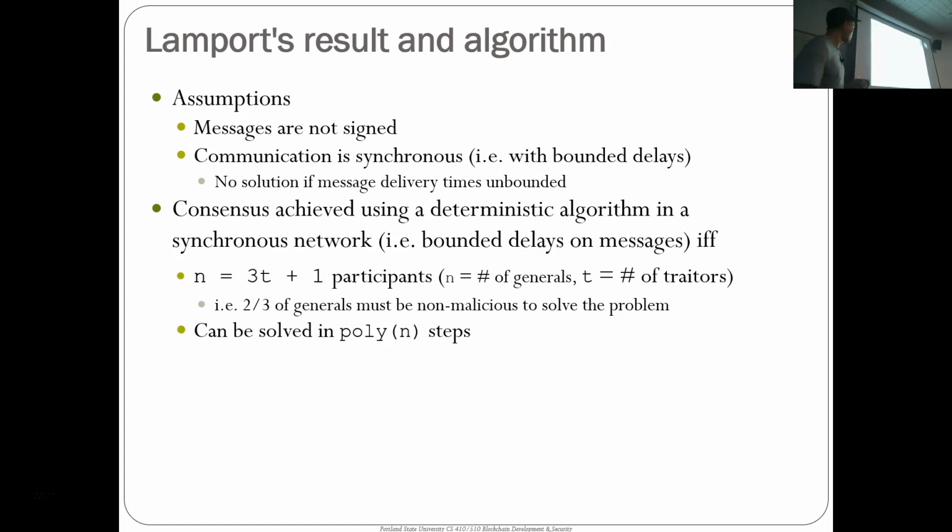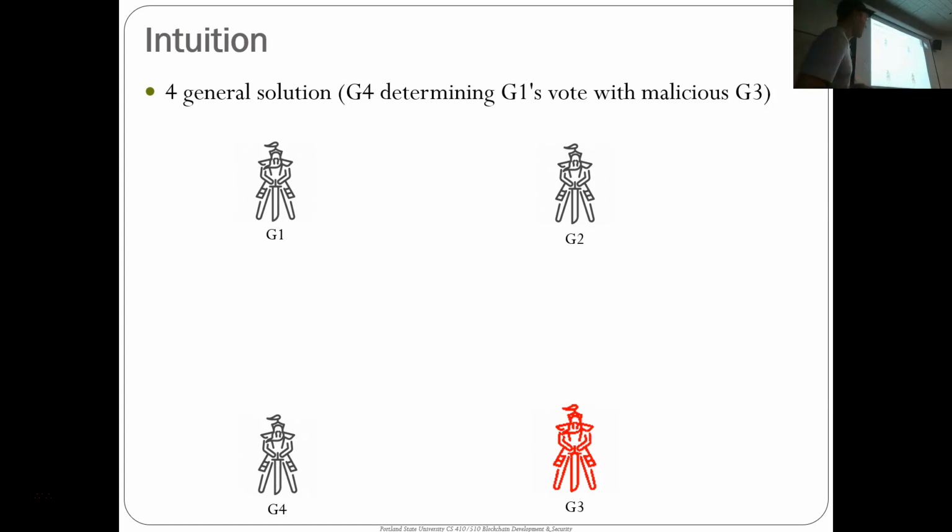And there's a polynomial message-passing algorithm that allows you to do this, which we're not going to cover. But I'm going to give you some intuition as to what the protocol underneath is trying to do to figure out consistency. So here is a 4-general solution.